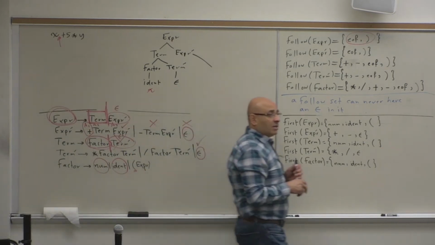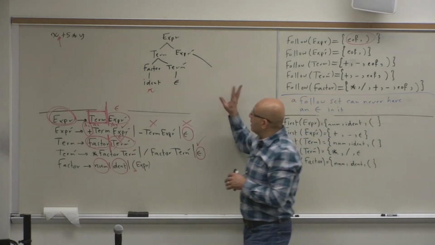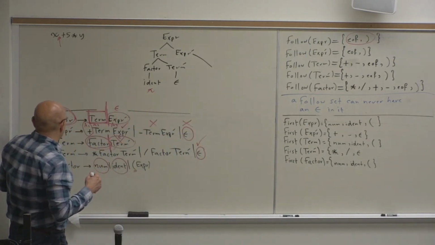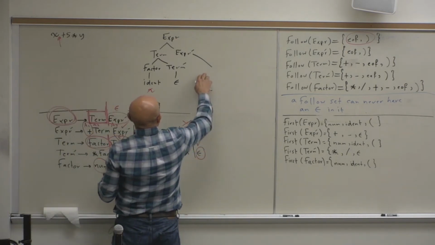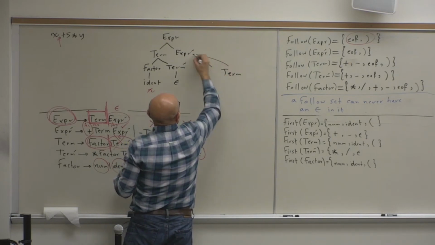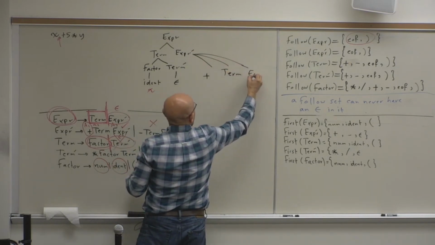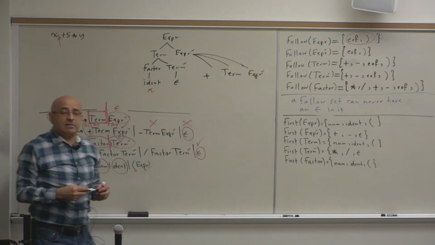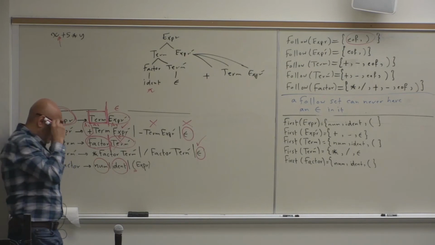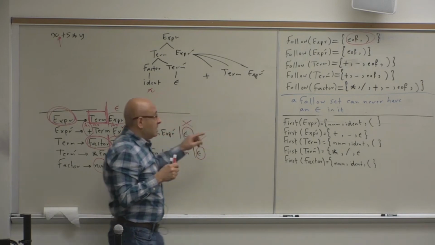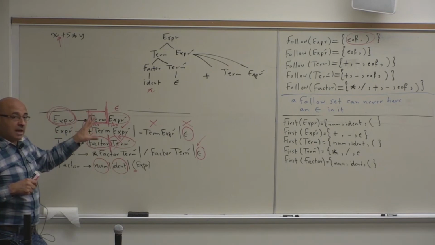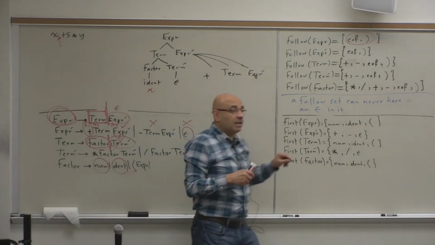Okay, any questions on this? So now we can get what we did last time. So for expression prime, it's going to be plus term expression prime, and then we'll do the derivation that we did last time. But the whole point here is to see how the first and follow sets help us with the LL1 parsing algorithm to decide whether a certain alternative is valid or invalid.